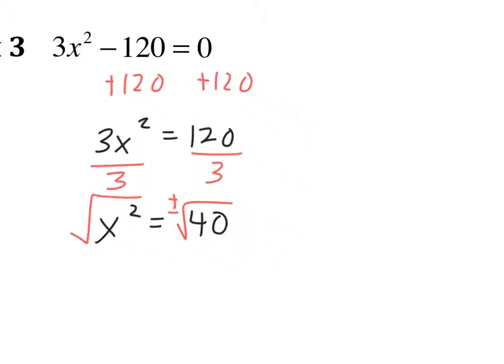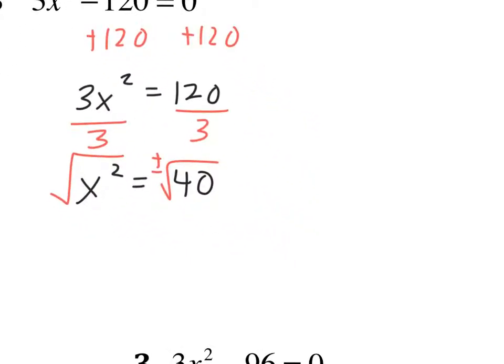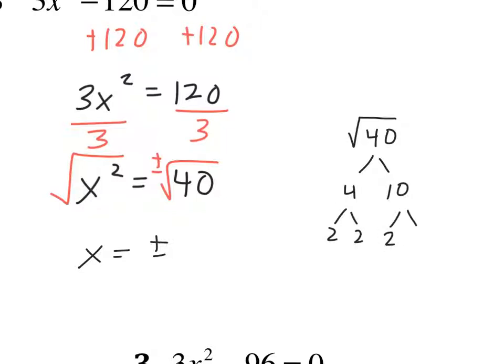Now, that's kind of my answer, plus or minus radical 40. But what I'm going to do is make sure to simplify the radical 40 before I write it down as my final answer. So it is plus or minus something, but let me just over here on the side grab the 40. If you want to use the tree factor to do it, I do 4 and 10, and then 2, 2, 2, 5.